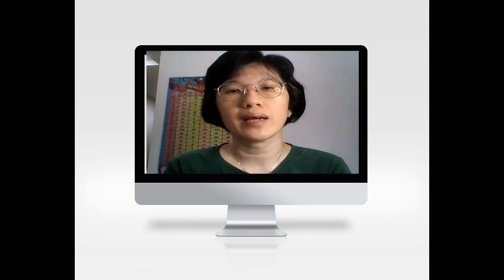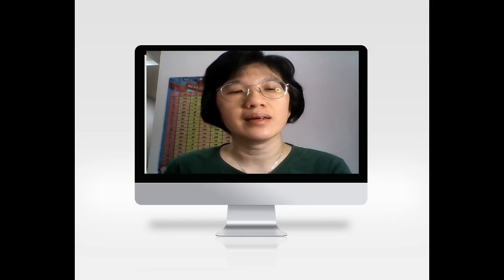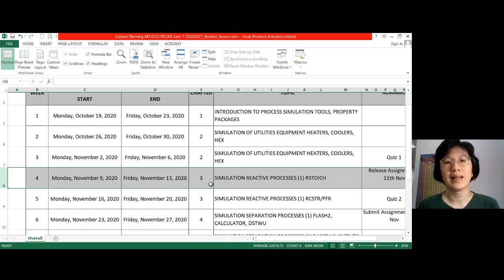We are in week 4 and we're supposed to go into chapter 3 today. Okay, let's go to our plan that we have set earlier in the beginning of the semester. If you look at the plan, we are just going in accordance to the plan. So we are now in week 4. So we enter chapter 3 today on the simulation of reactive process, right?